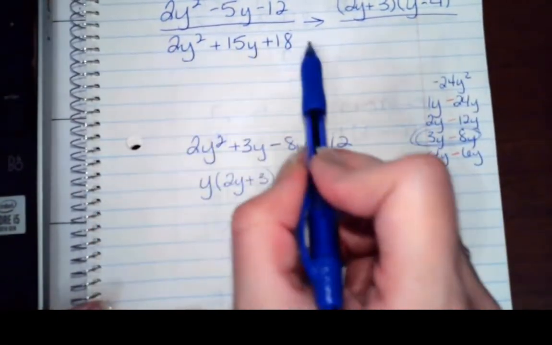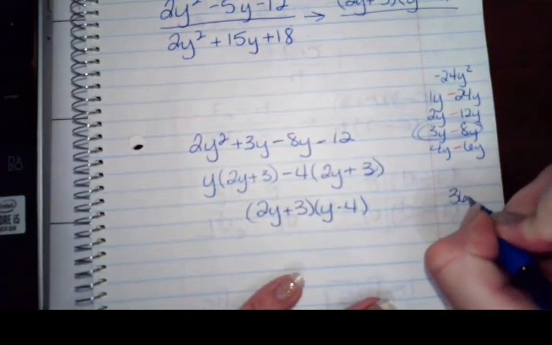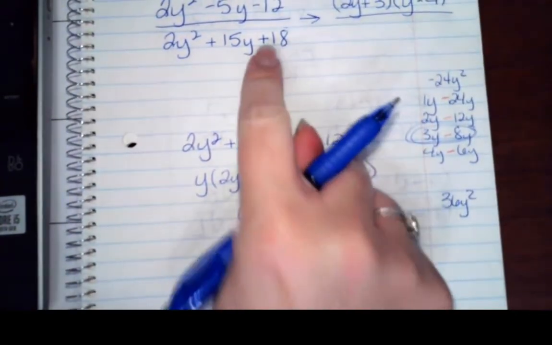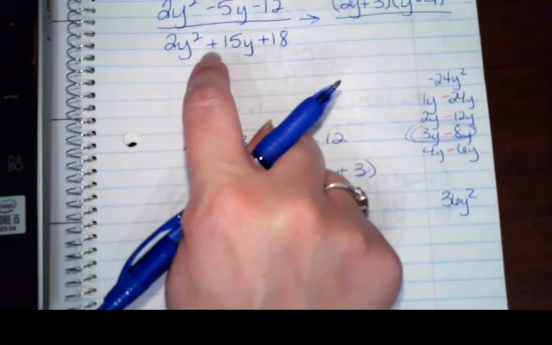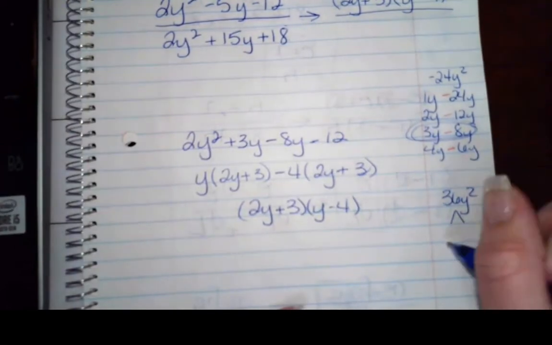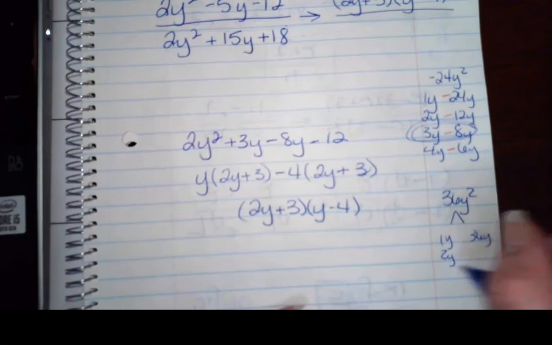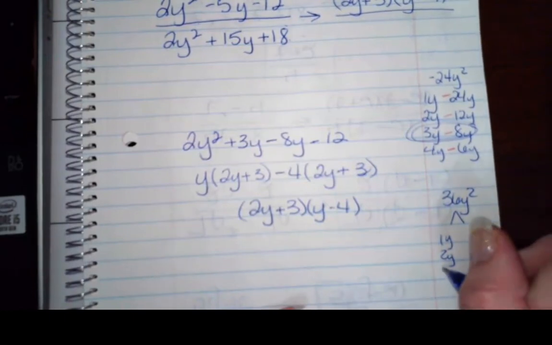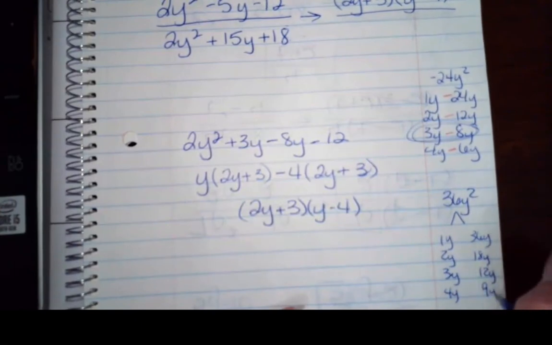All right, so let's look at this bottom one. I've got a lead coefficient, so I need to multiply first and last. So that gives me a 36y squared. I'm multiplying to a positive, so my signs need to match. And it needs to be positive because I'm adding to a positive number. So I've got 1y and 36y. I've got 2y and 18y. I've got 3y and 12y. I got 4y and 9y. I've got 6y and 6y.